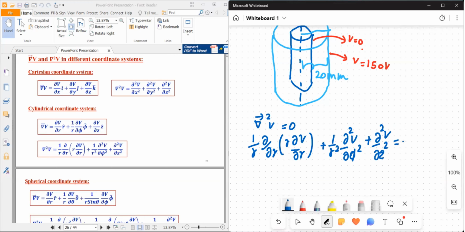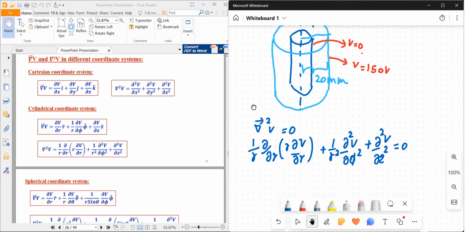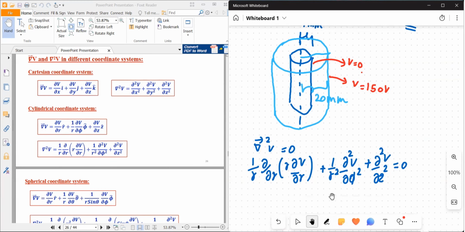So this is equal to 0. Now, when we consider this given situation, what do you think? So we have two concentric cylinders, and does the potential vary with the z-axis? When we change the length of the cylinder, will the potential change?